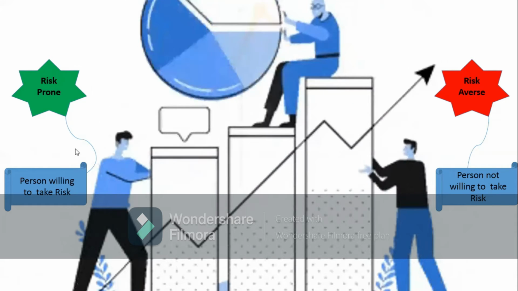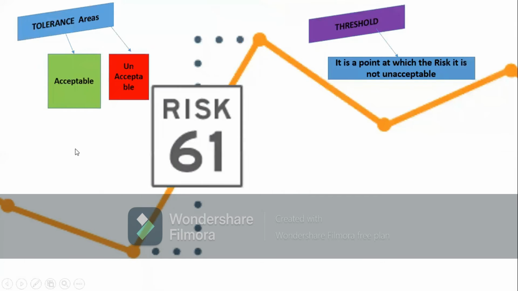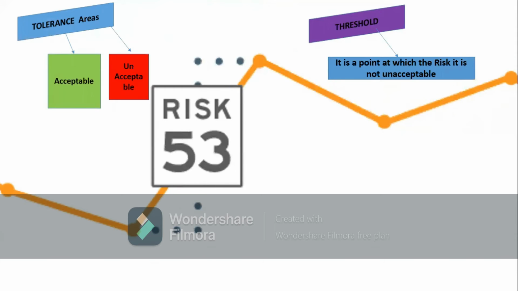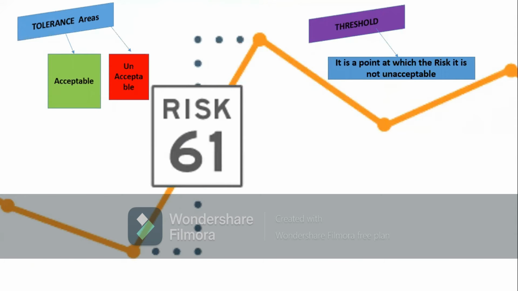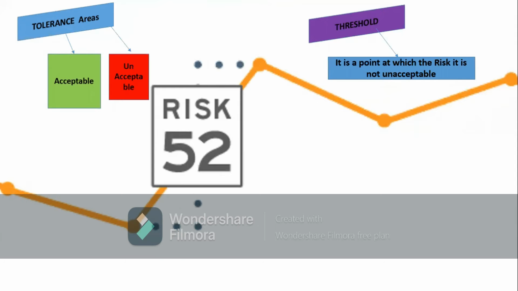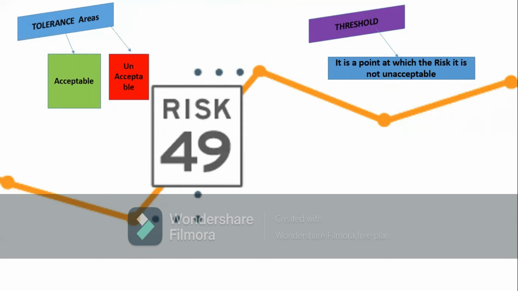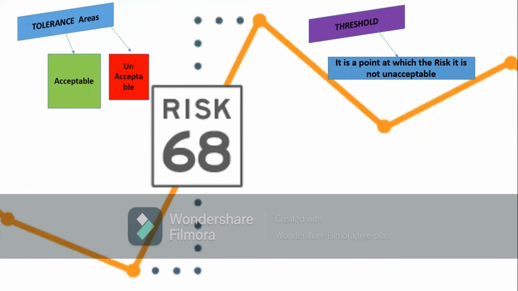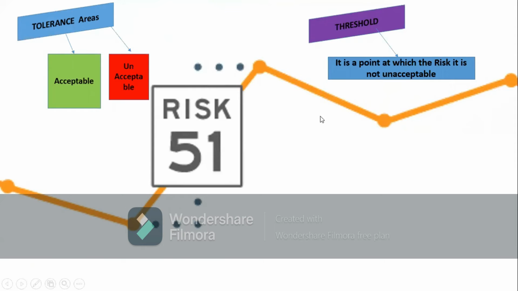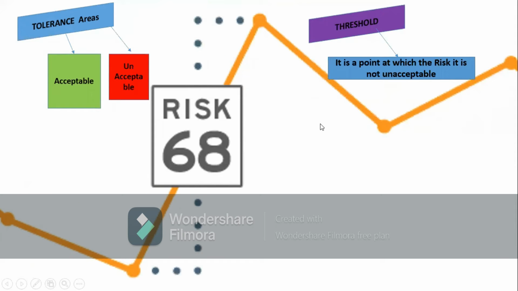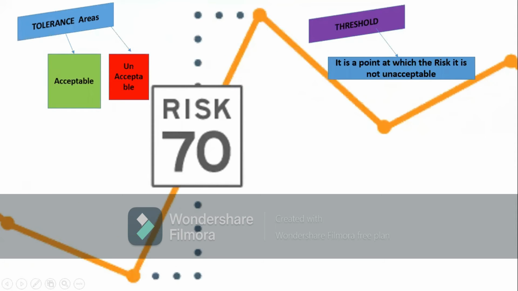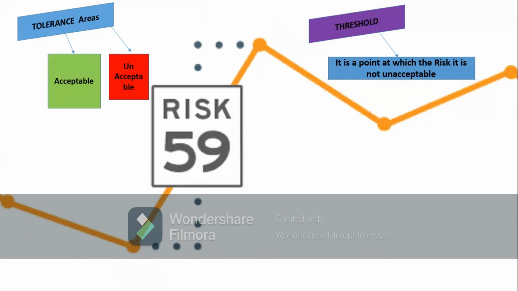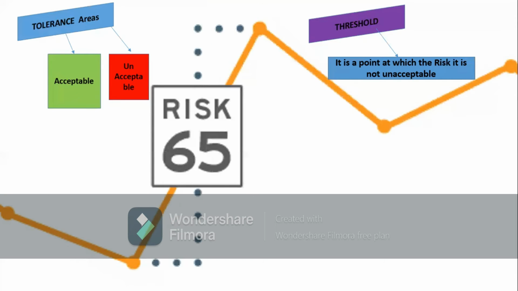Now, when we talk about risk, there are two dimensions we need to look at: risk tolerance and the threshold. The tolerance is the area in which you are able to accept that risk, or you will not accept. In other words, you will tolerate that risk, or you will no longer tolerate that risk. And a threshold is the point at which the risk is not acceptable. So it's an optimum level. You will say that I have reached my limits, and I am not going to take any more of that risk.